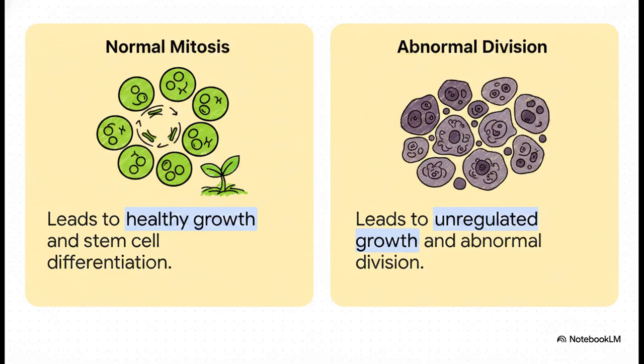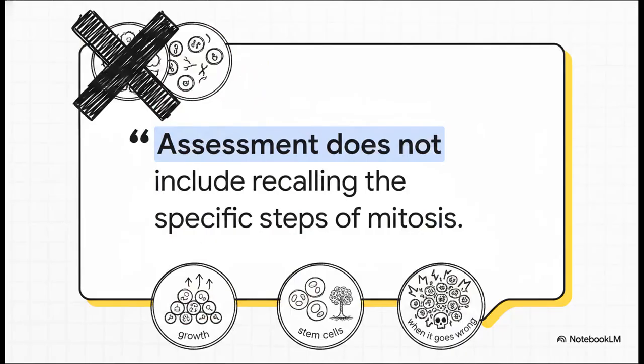But when this highly regulated process breaks down, we get abnormal division. This leads to unregulated, totally out of control cell growth, and the primary example of this is cancer. The test really wants us to understand these specific big picture outcomes rather than getting lost in the weeds. Which brings us to a massive, crucial point. Wait for it. The assessment boundary actually says, do not memorize the specific steps of mitosis.